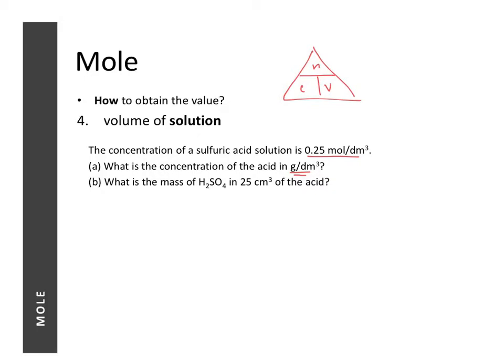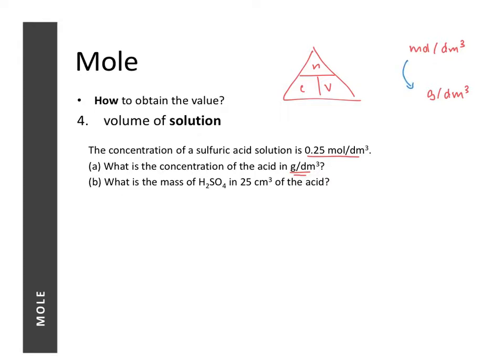Recall that concentration can be expressed either as mole per dm cube or grams per dm cube. Now, how do we convert from mole per dm cube to grams per dm cube? There's actually a trick. How do we convert between the two units? The trick is to ignore the dm cube. What do I mean by that?